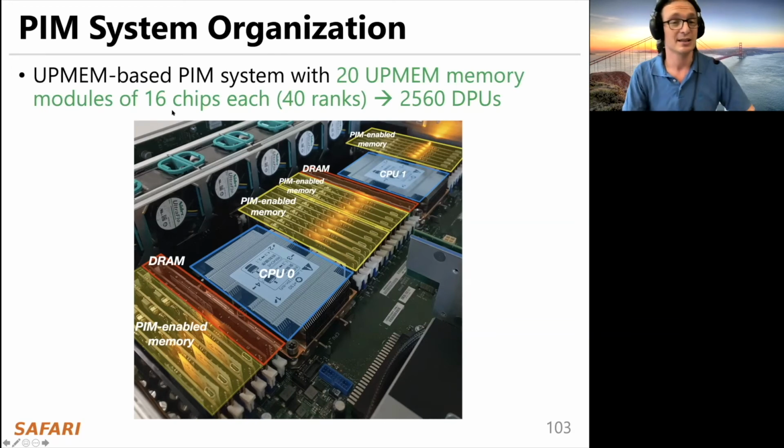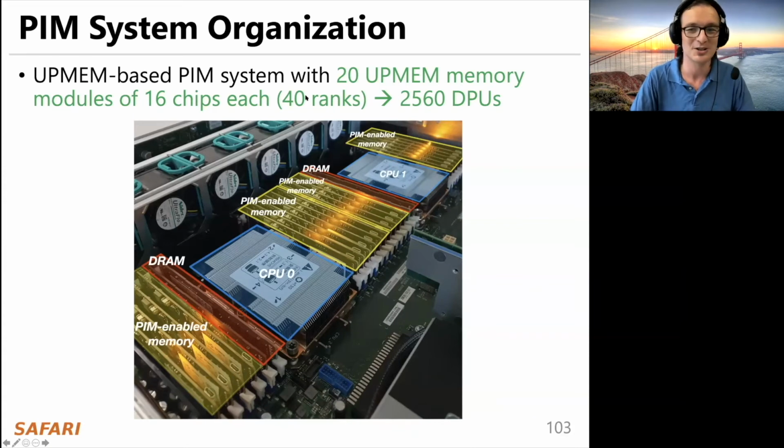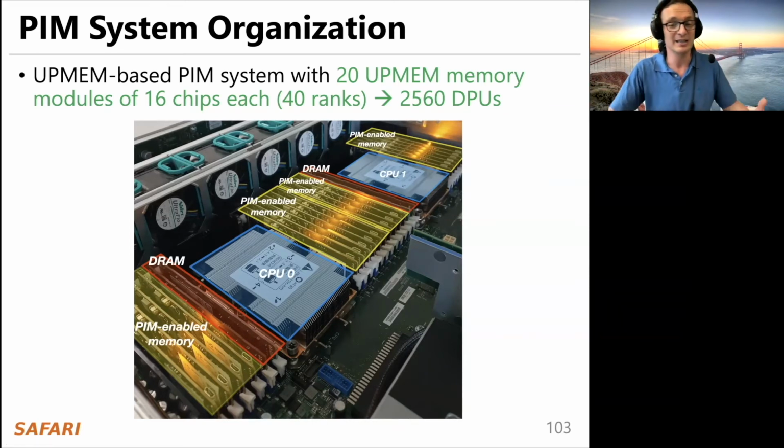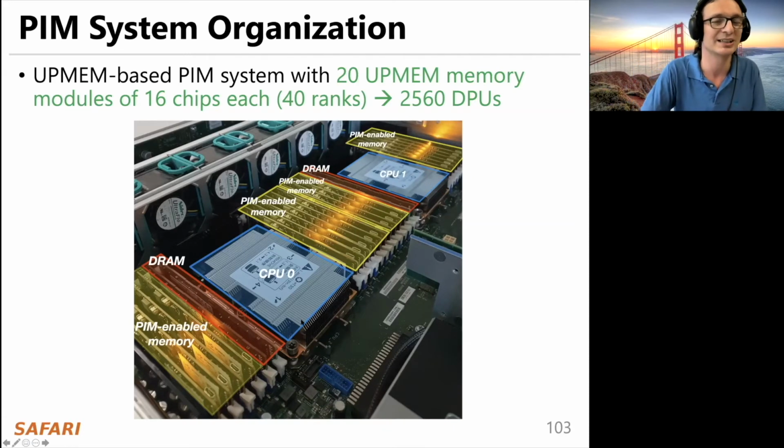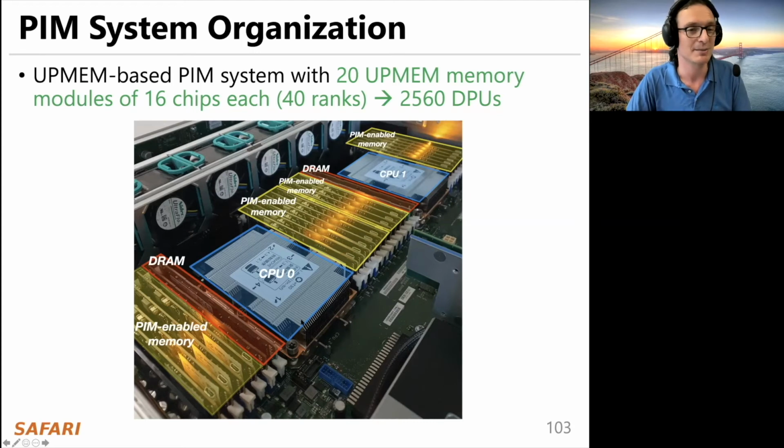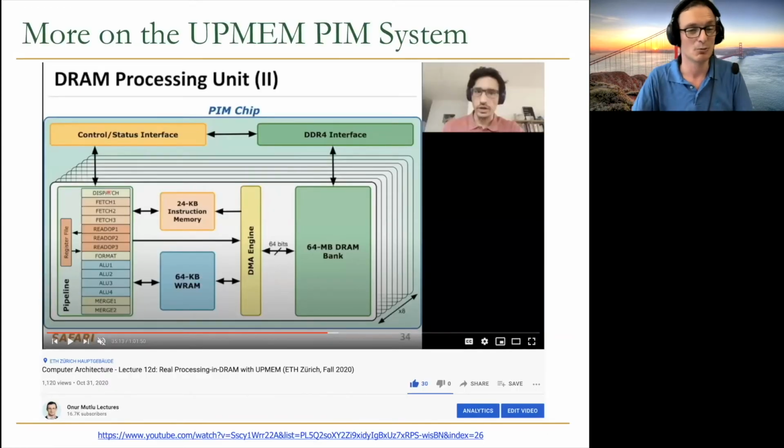And you can see that this has 20 memory modules of 16 chips each. There are 40 ranks in total. Now you know all this terminology, hopefully. And overall, there are 2,560 DPUs. So it's a highly parallel system. It's a highly distributed system within a node, as you can see over here. And you need to program it nicely to get the benefits. If you're interested in more, we have lectures. Juan gave a lecture last year in our computer architecture class. If you're interested, take the computer architecture class also. But this lecture you can watch if you have interest.